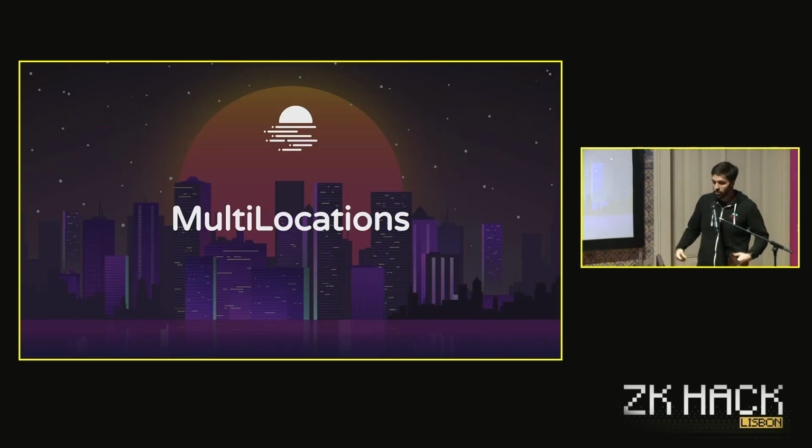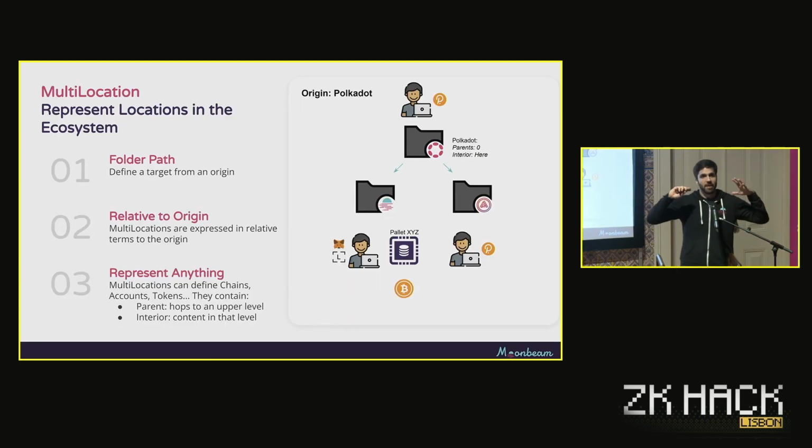Cool. So, multi-locations. Like I said before, this is a way that you can represent anything on Polkadot with a single representation. The way I like to see it is like folder paths, right? I mean, maybe it's a good idea, maybe not. But basically, you define a target from an origin. If you're in your user folder and you want to target another, you would just go cd, blah, blah, blah, and get to it. It's relative to an origin. It could be absolute as well, but to be honest, it's a lot easier to understand multi-locations if you think of it from a relative perspective.